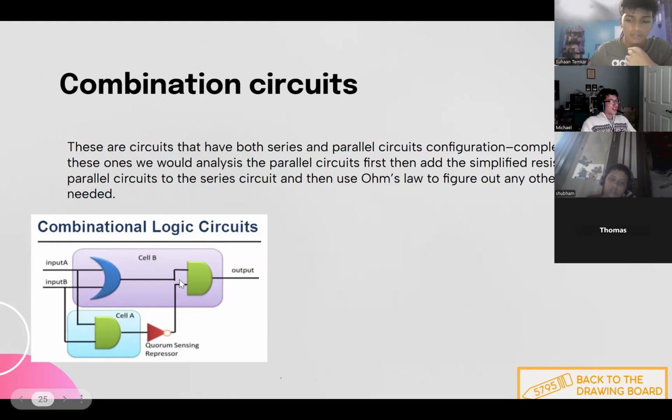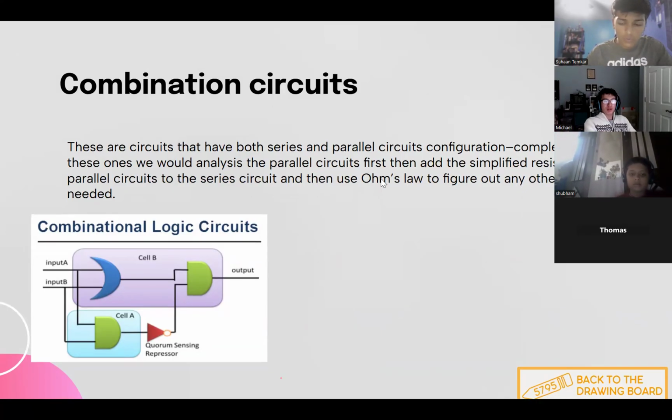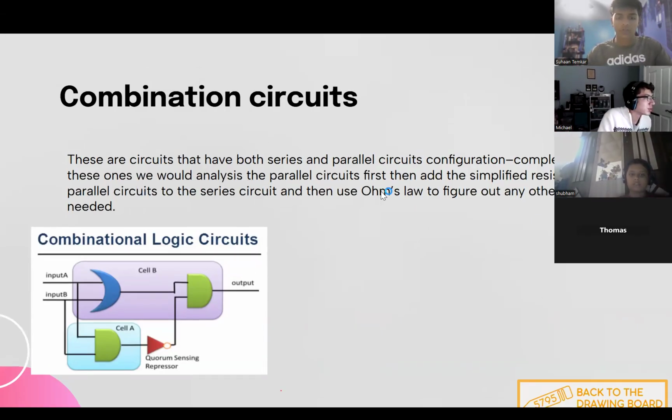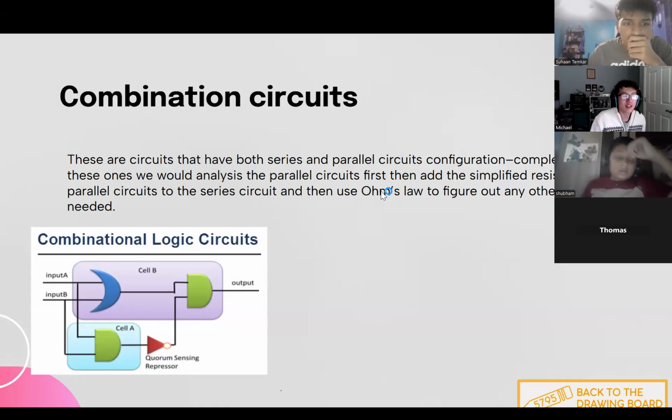That's a good question. I'm going to be honest. Let me see. Quorum sensing repressors are proteins that bind to autoinducers. This is for bacteria. I have no clue what it's doing in a circuit diagram. It probably is important for something, but I do not know. Yeah, this is a protein. It's talking about biology. I actually have no clue.